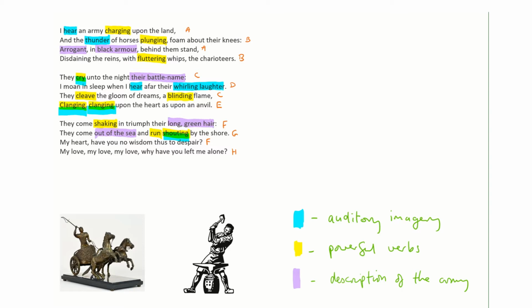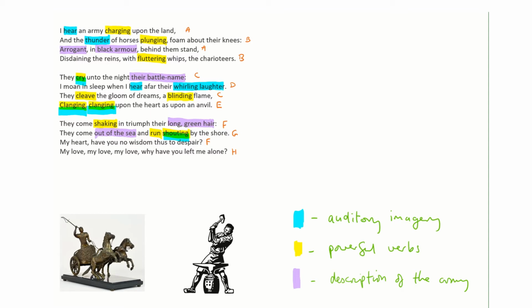Perhaps one other thing to point out here in lines 3 and 4 is the way that Joyce delays telling us exactly what the subject of his sentence is. So if you look again, it says, arrogant and black armor behind them, i.e. behind the horses, stand disdaining the reins with fluttering whips, the Charioteers. It's only at the very end of that fourth line that we actually learn what exactly he's describing. And I think this creates a sense of ominous build-up as we wait to discover who or what is arrogant in black armor, who or what is disdaining the reins and wielding these fluttering whips. And then we discover, bam, at the end of that fourth line, great impact, that it's the Charioteers, the chariot riders in this army.